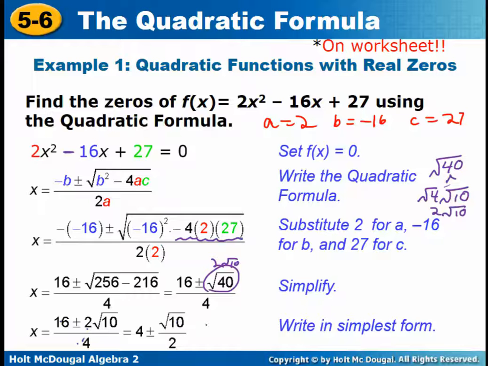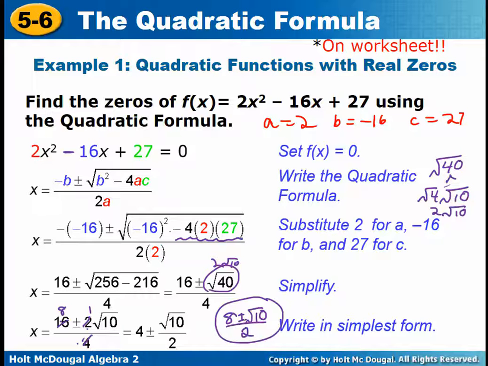over 2. You could also have written this as, let's see, if I divide this by 2, I would get 8, and this by 2, that would be 1. So I could have written this as 8 plus the square root of 10 over 2. That would also be correct.